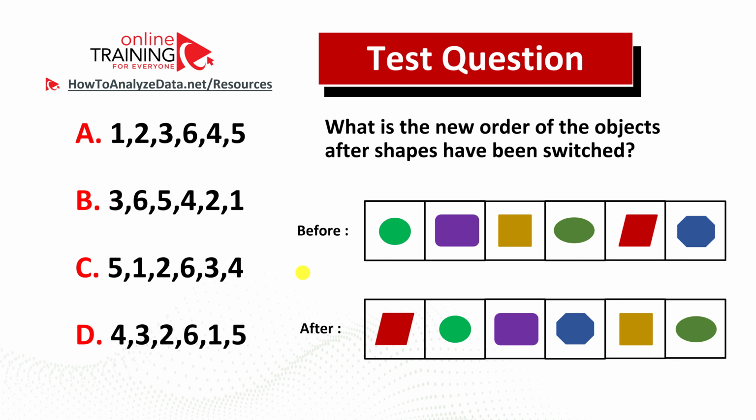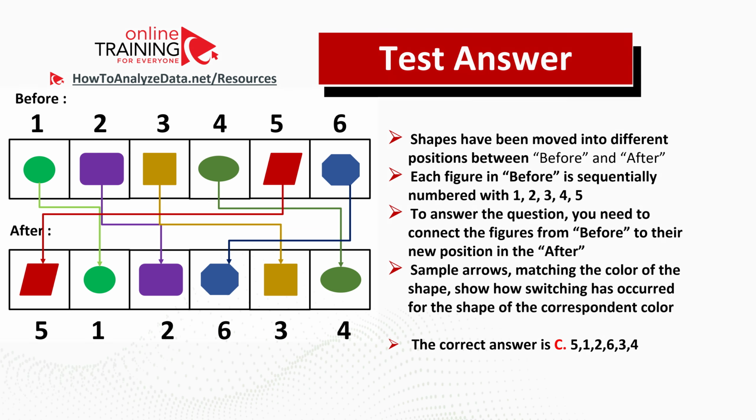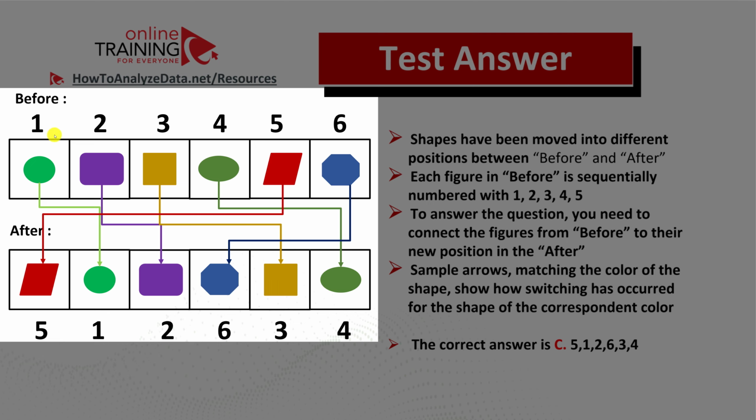Did you figure out the solution? Let's continue to see how we can solve this challenge together. The best way to solve this challenge is to trace the object from its old position to the new position. For example, if you're looking at the green oval, it was in position 1 before, and now it is in position 2.